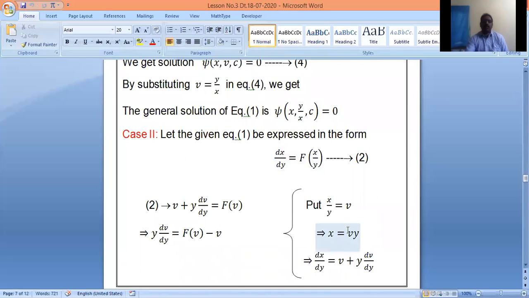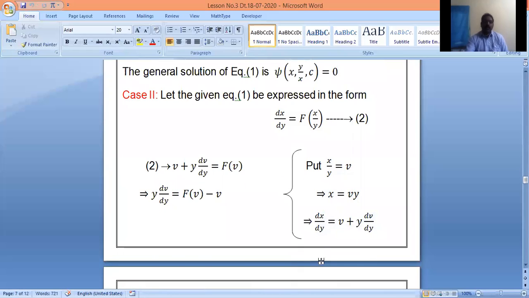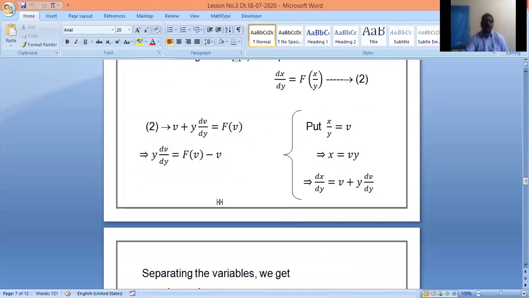Here our substitution is x by y is equal to v. That implies x is equal to vy. By differentiating this function with respect to y, we get dx by dy is equal to v plus y into dv by dy. Now the equation 2 becomes v plus y into dv by dy is equal to f of v. That implies y into dv by dy is equal to f of v minus v.